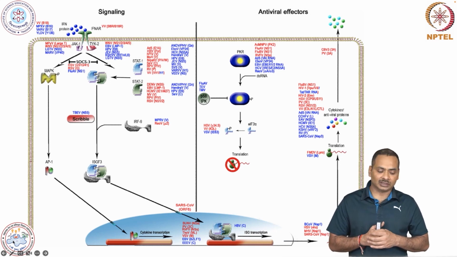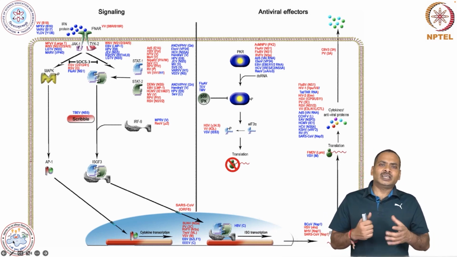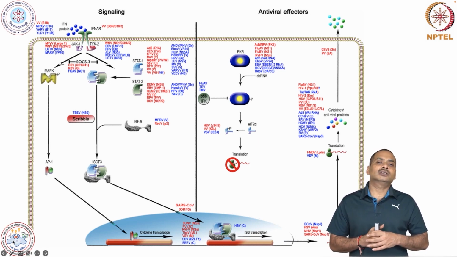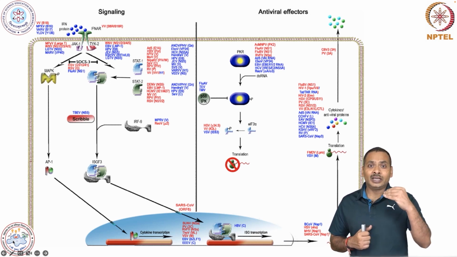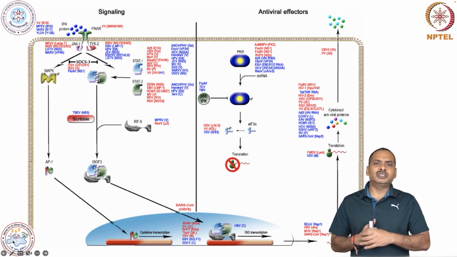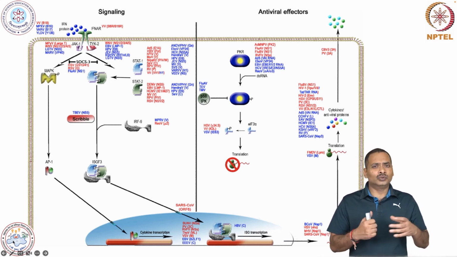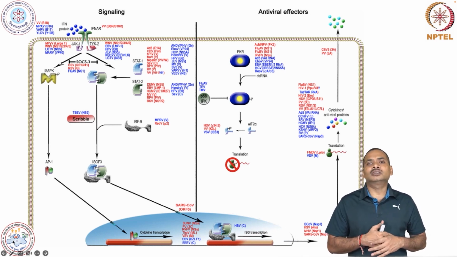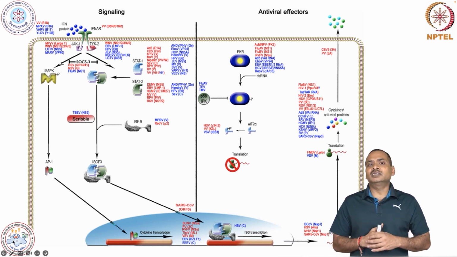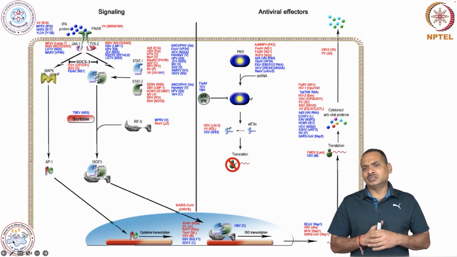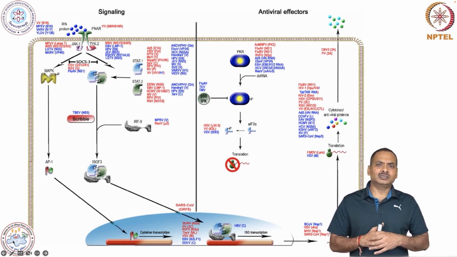With this I will complete this session, and in the next session we will discuss how adaptive immunity checks viral infection. There I will mainly talk about antibodies, cytotoxic T cells and Th cells.